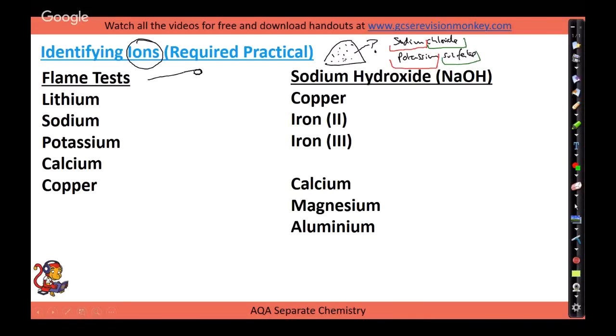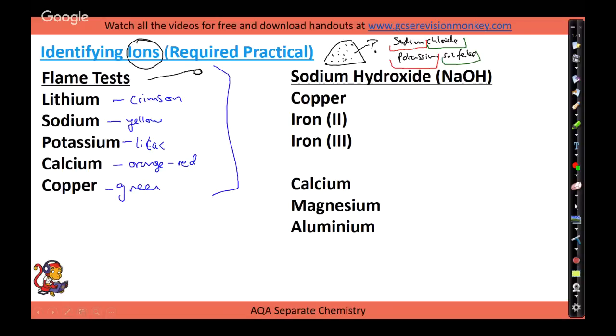So the lithium produces a crimson flame. So you've dipped it in your acid, you dipped it in the flame, then you put it in your sample, and then you put it into the flame. And if it goes crimson, that's lithium. If it goes yellow, that's sodium. Potassium is a lilac colour. Calcium is an orangey red colour, mainly red really, and copper is green.